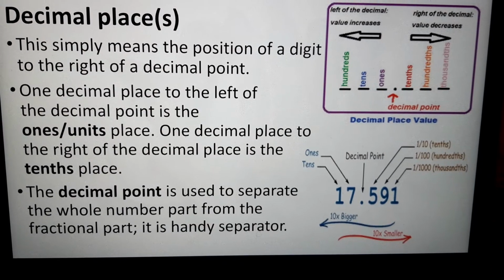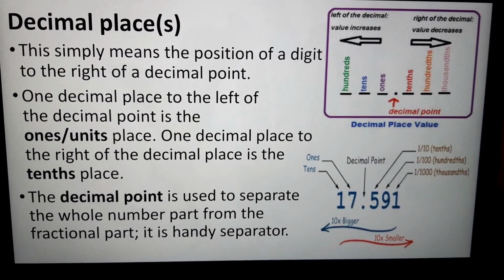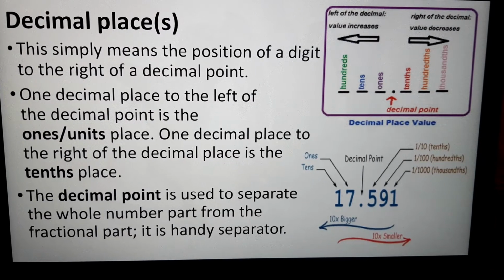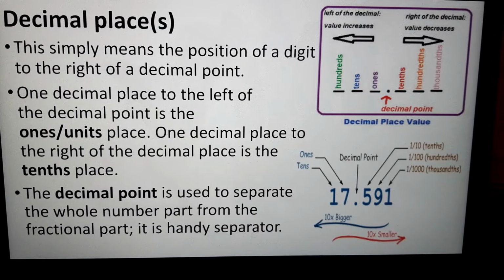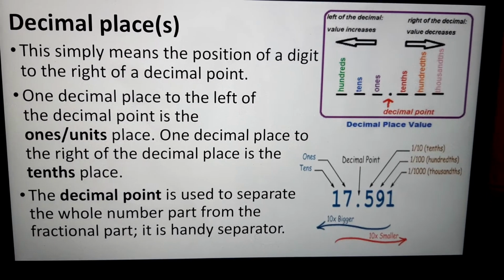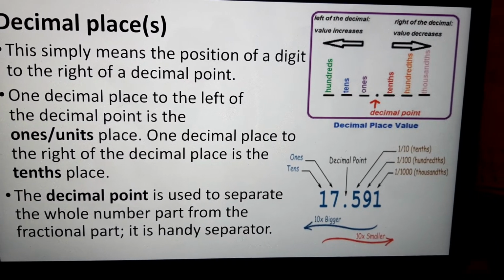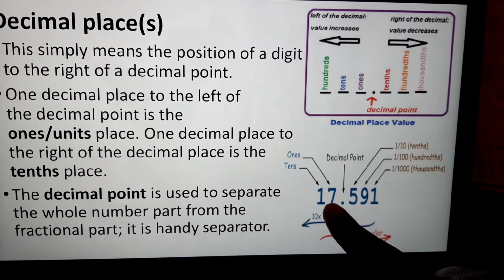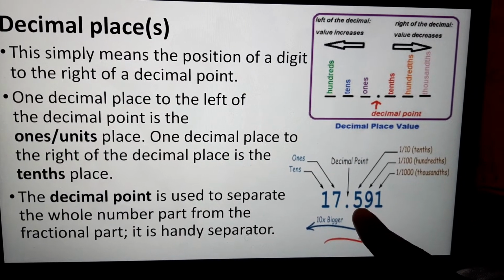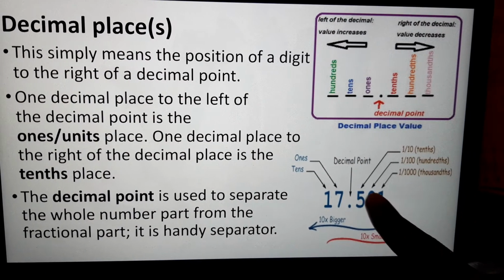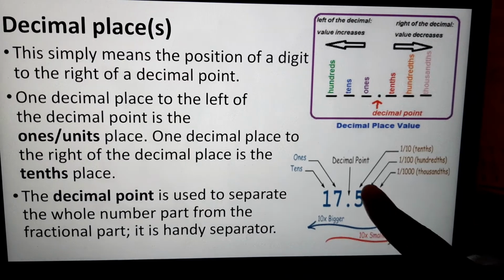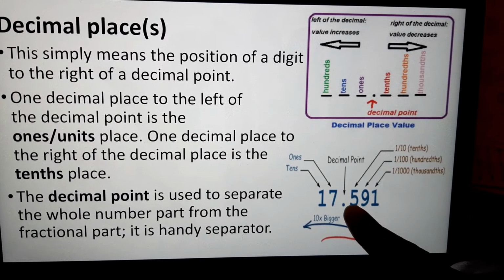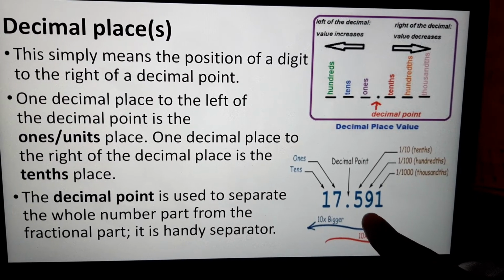So decimal places. This simply means the position of a digit to the right of a decimal point. So 1 decimal place to the left of the decimal point is the ones place, and 1 decimal place to the right of the decimal is the tenths place. So you have a decimal point here, and then to the left you have the unit or the ones, and then to the right you have the 1 decimal place, and then the next number will be 2 decimal places after the decimal. And then, of course, the next number after that will be 3 decimal places after the decimal.